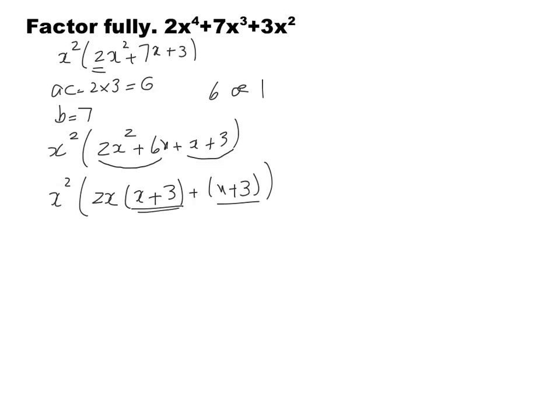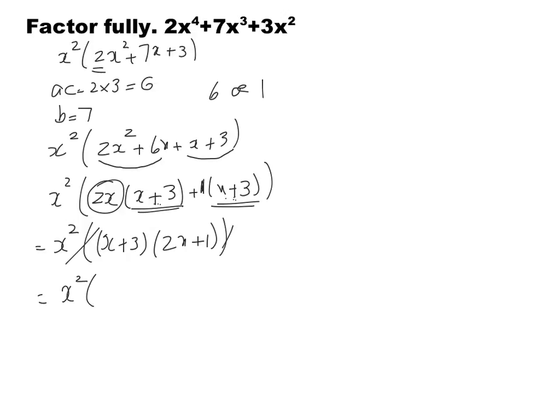Now you can see that x plus 3 is common, so I can factor that one out, and I get x plus 3 times 2x plus 1. X plus 3 is common. When you factor these by x plus 3, you get 2x from here and 1, which is the coefficient here. Now I can drop these brackets and I get this is equal to x squared, x plus 3 times 2x plus 1.